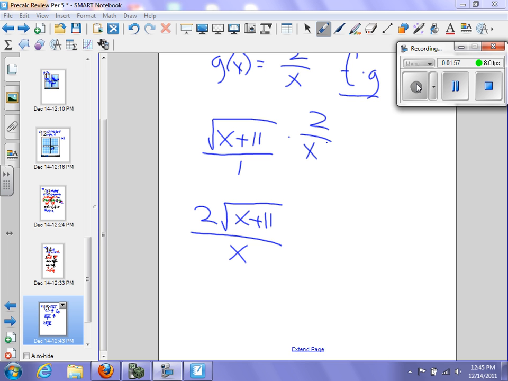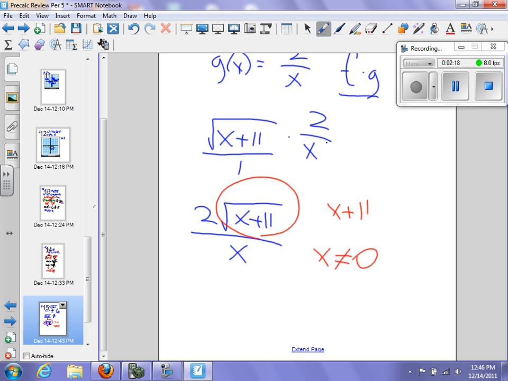Right? So that's telling me that x here, let's write it in color, x cannot be equal to 0. And if I can't have a negative number underneath the radical sign, that's telling me that x plus 11 has to be greater than or equal to 0. Right? That's what that's telling me there. Because if x plus 11 is less than 0, then I have a negative number underneath my radical sign. Does everybody understand that? Right?